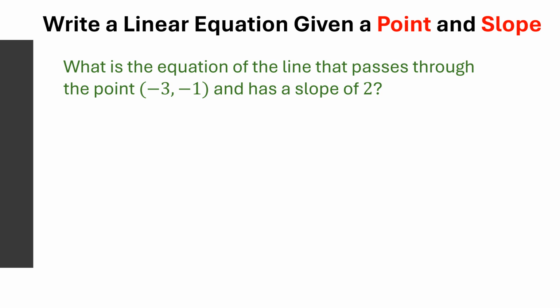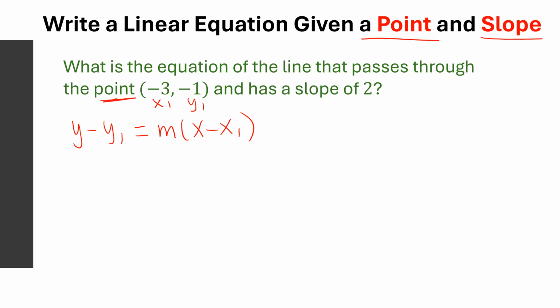To find the equation of the line when you're given a point and a slope, you can write this linear equation starting with the point-slope form, which is y minus y1 equals the slope times x minus x1. Where x1 and y1 is going to be your point, and our slope in this problem is 2. So now we can just plug in what we know.